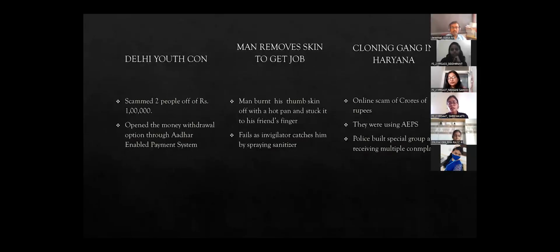This system only requires a fingerprint and your Aadhaar number, so you can withdraw money and send it to other people. In the second case, a man removed his skin to get a job, even though this is a highly brutal description. It is a case where a man used a hot pan to remove the skin off his thumb and attach it to another person so that he could help him write the exam. But this is obviously not a right solution, because we all know that fingerprints go even deeper. This man was caught as the invigilator saw that something was wrong, since the Aadhaar identification was not working when he went for the exam. So he sprayed sanitizer on his hand and the skin just peeled off.